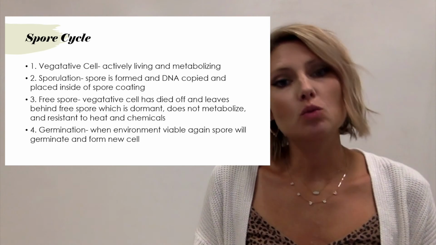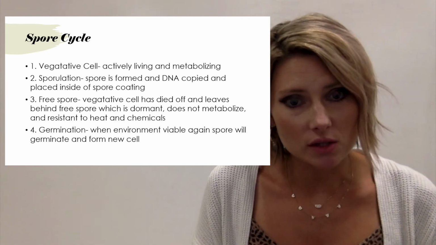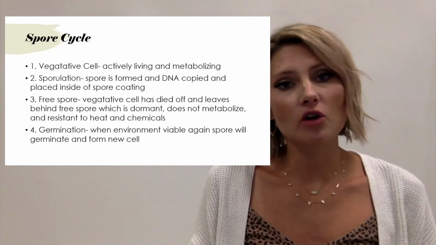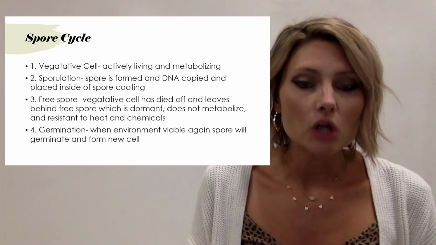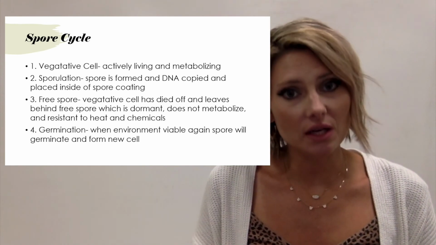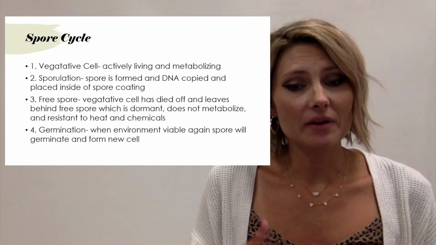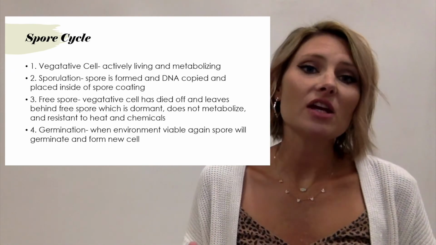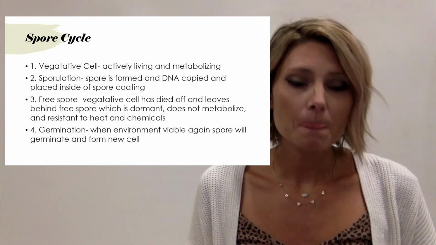The next step is once the vegetative cell dies off, you're left with what is called a free spore. And this is a lot of times what people think of when they think of a spore. The vegetative cell has already died off and it's just the spore by itself. Now, these spores are dormant. That means that they're not actively metabolizing and reproducing. They can stay dormant for millions of years if they need to. Then once the environment becomes viable again, they go through what is called germination. And germination is where a new vegetative cell is produced from the spore.